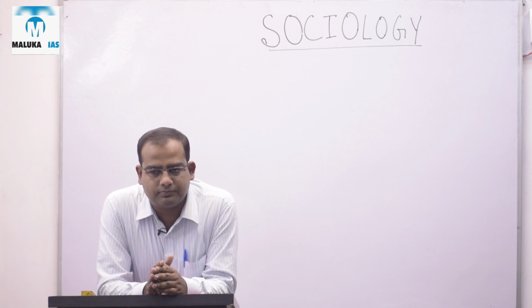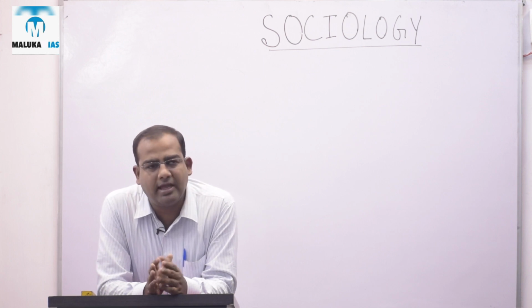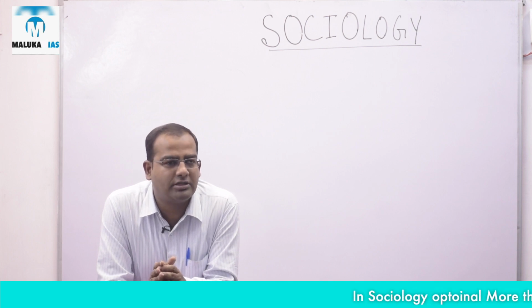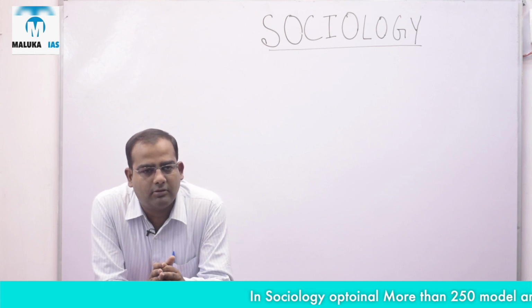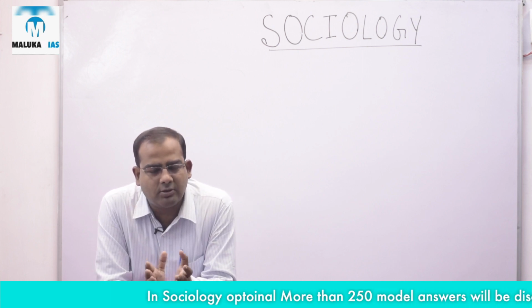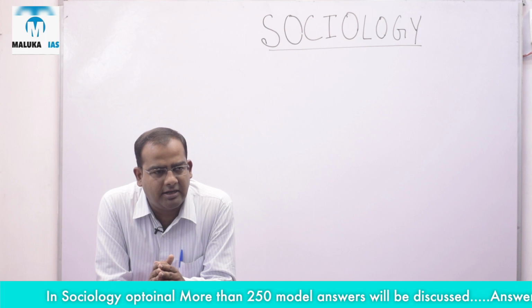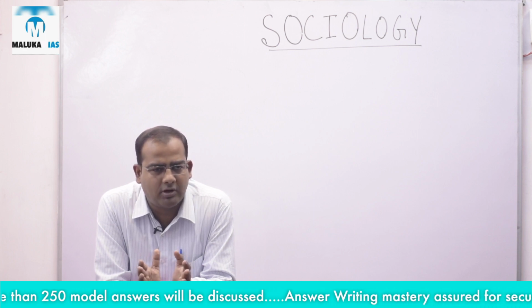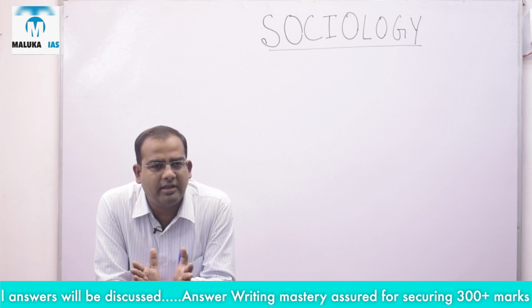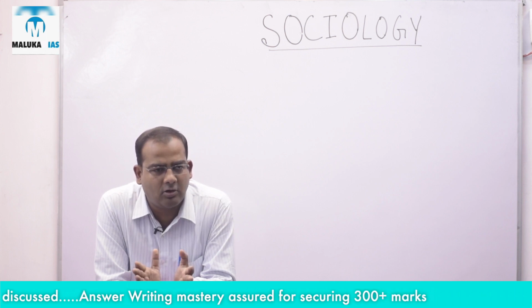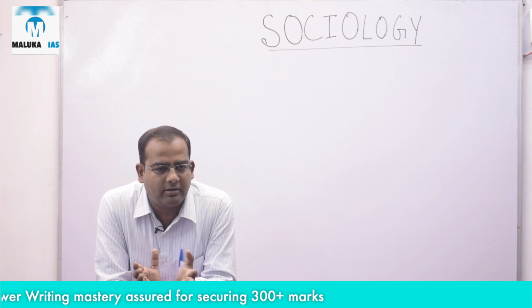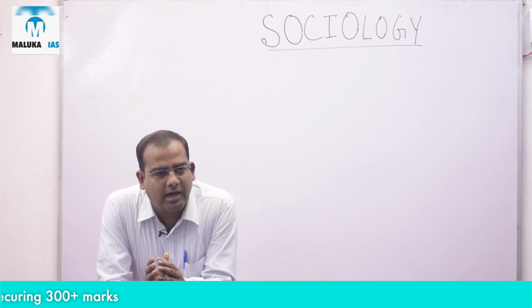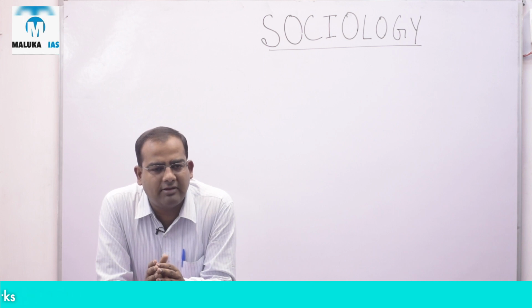Today's question for discussion is: examine science and technology as an agent of social change. We all know that today scientific inventions make our life more comfortable. We live in an era of technology. The 20th century is the era of technology, and technology makes our life very comfortable.